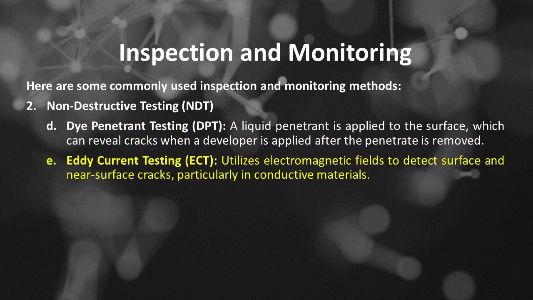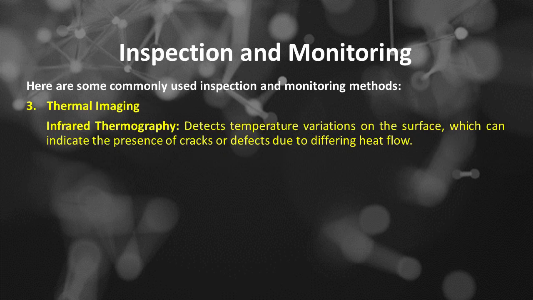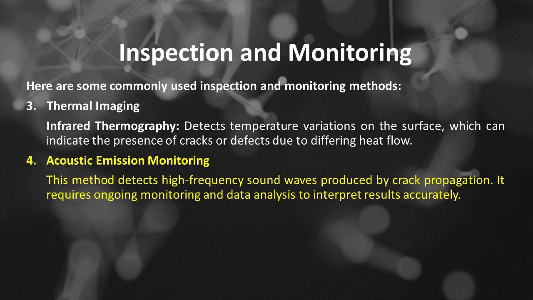The fifth is eddy current testing, or ECT, utilizes electromagnetic fields to detect surface and near-surface cracks, particularly in conductive materials. Number 3 is thermal imaging, include, the first is infrared thermography, detects temperature variations on the surface, which can indicate the presence of cracks or defects due to differing heat flow. Number 4 is acoustic emission monitoring, this method detects high-frequency sound waves produced by crack propagation. It requires ongoing monitoring and data analysis to interpret results accurately.